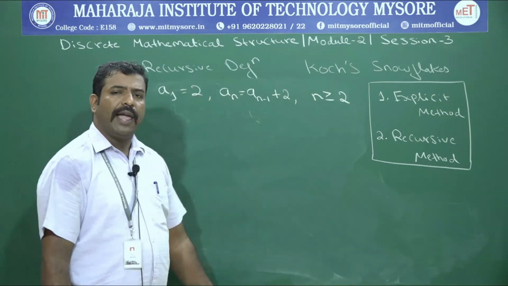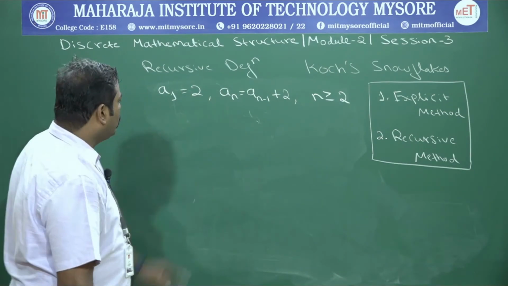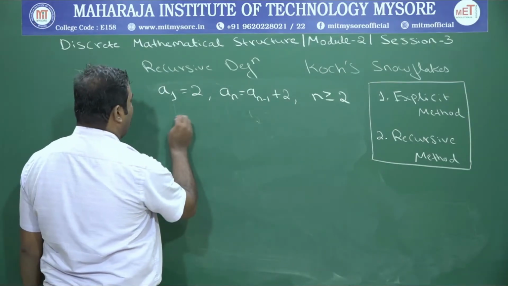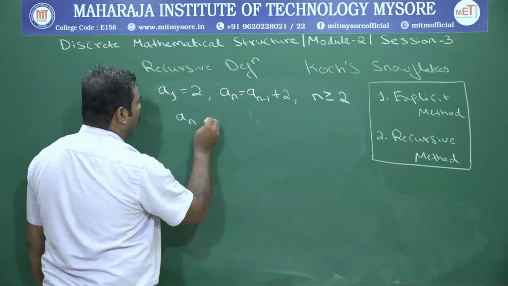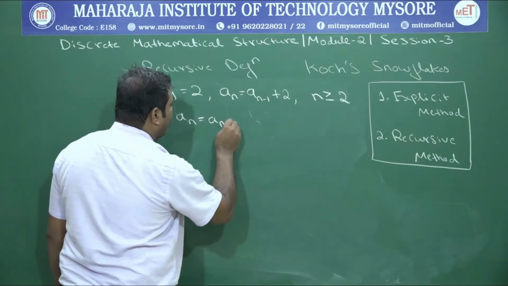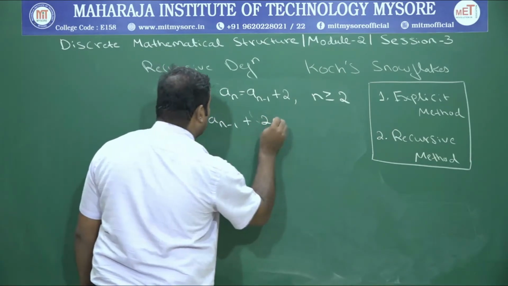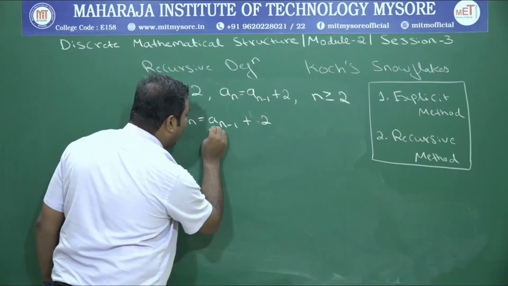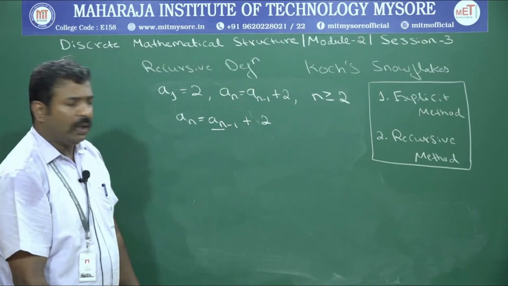Now I need to convert this to an explicit form. To do that, I am going to consider the rule an equals an minus 1 plus 2. So now just observe, there is an an over here, and there is an an over here.